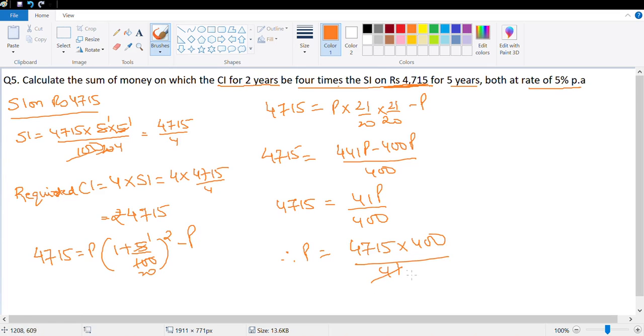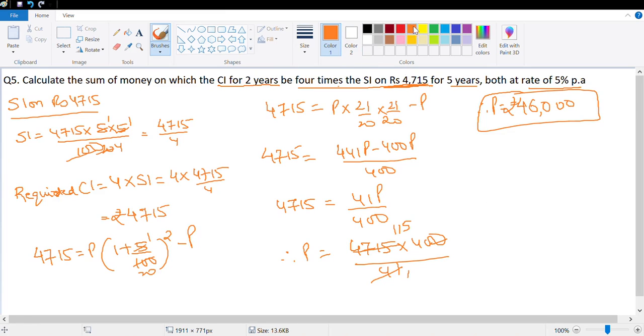41 into 1, 41, 1, that's 61, that's again 41, that's 205, that's 5. Therefore, P is equal to 115 into 4, that's 460. That's 460 with 2 zeros. So principal is 46,000.